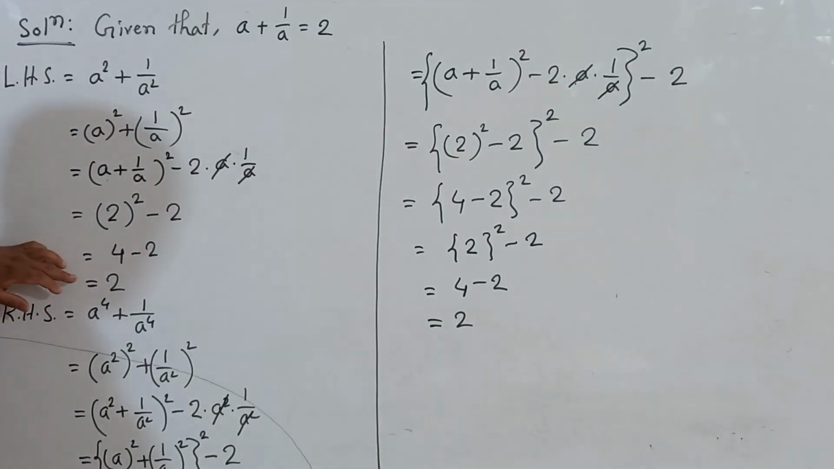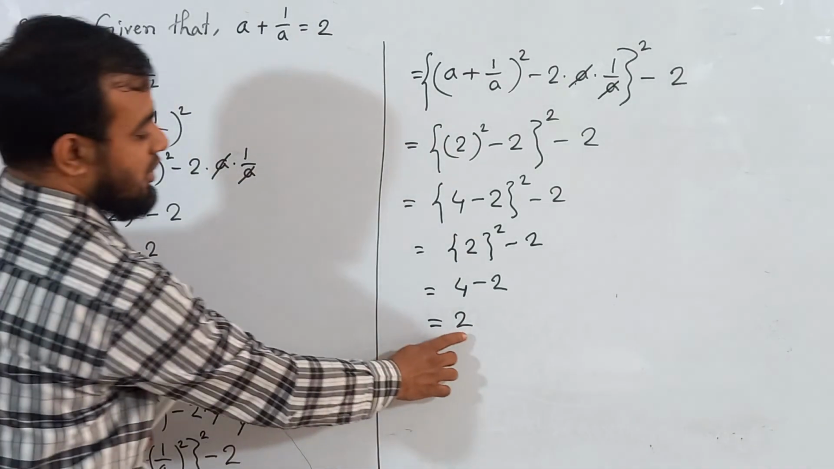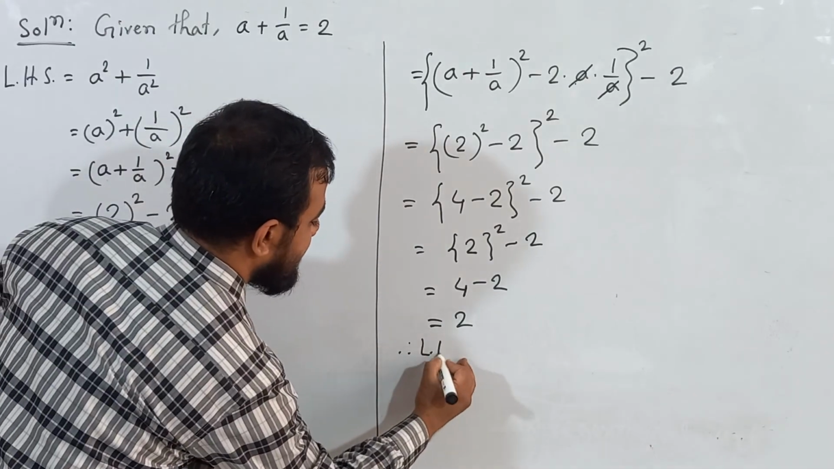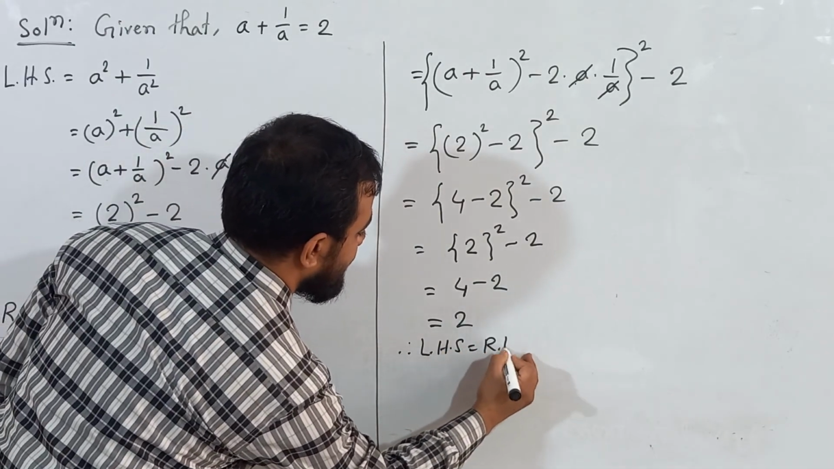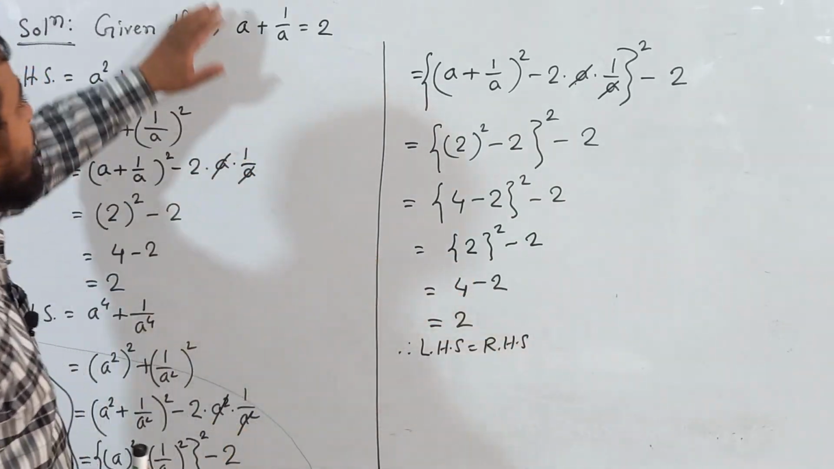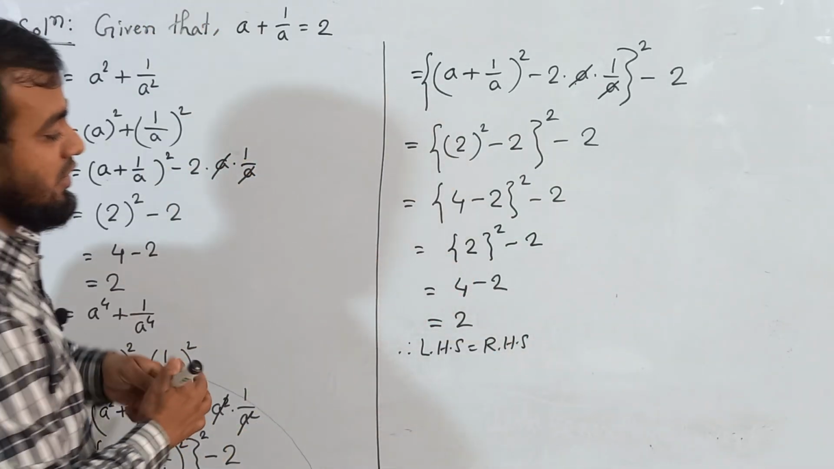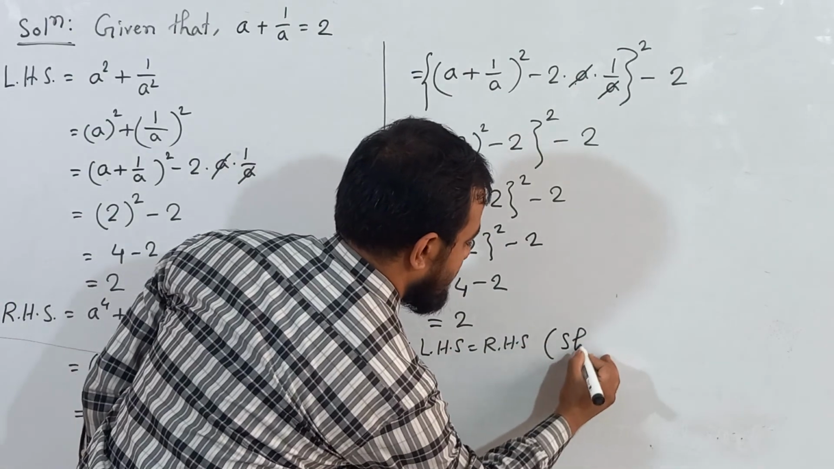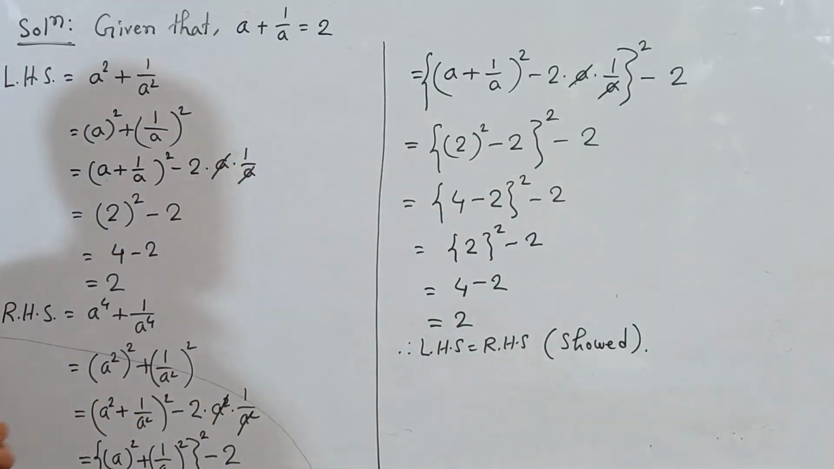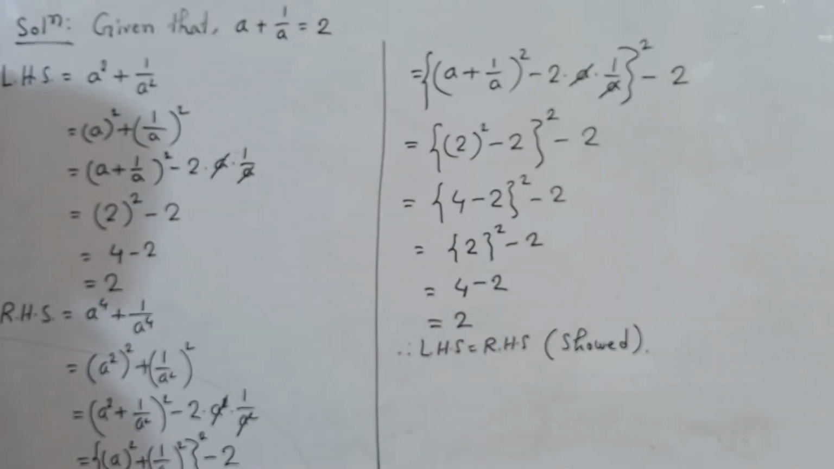The left hand side value is 2. The right hand side value is 2. So you can write down: therefore, left hand side is equal to right hand side, which needs to be written again as 'showed', because we need to show this question. So, showed. I hope, dear students, you have understood how to solve this sort of problem.